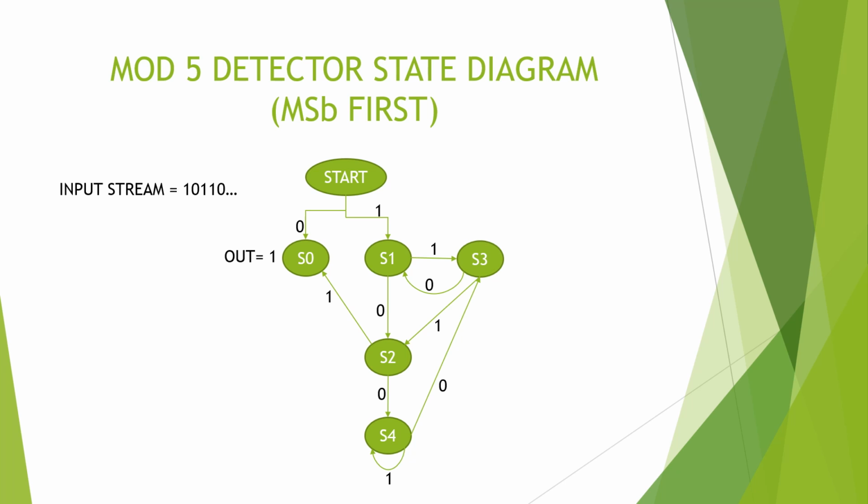So let's start from the start state. At the beginning, whenever you get a 0, that means 0 is divisible by 5. So the state diagram navigates to S0 and outputs a 1. If you get a 1, then it navigates to S1 state.